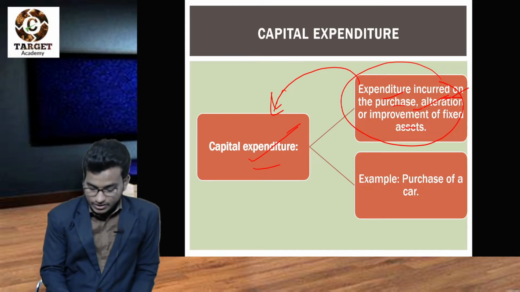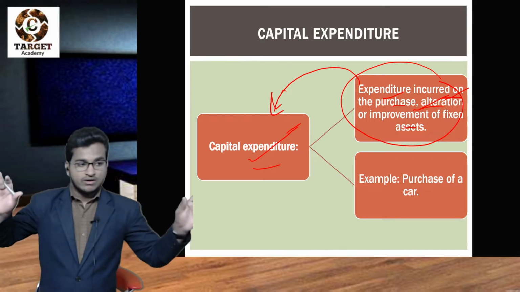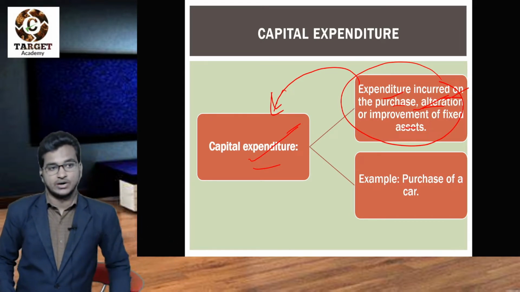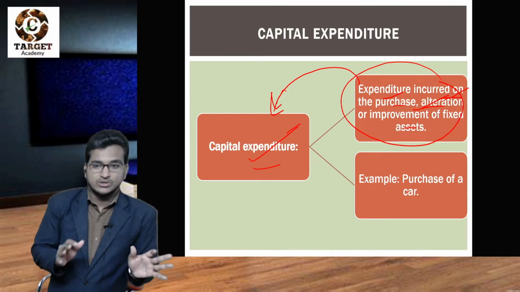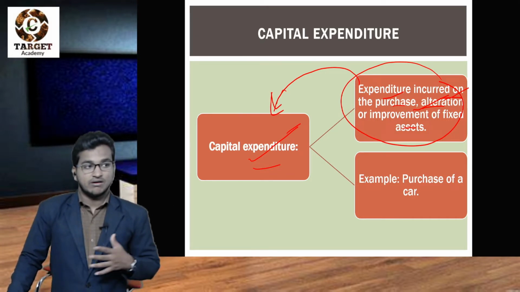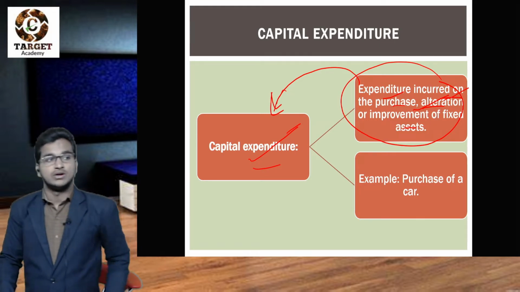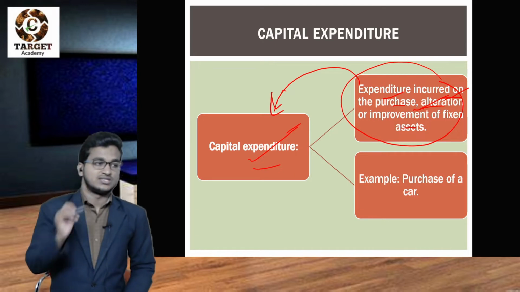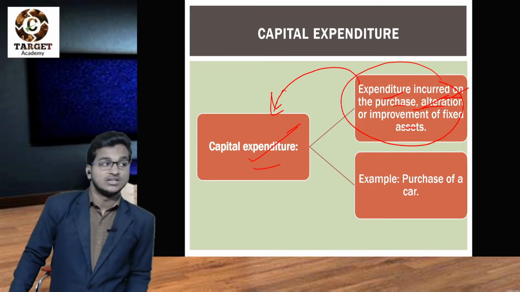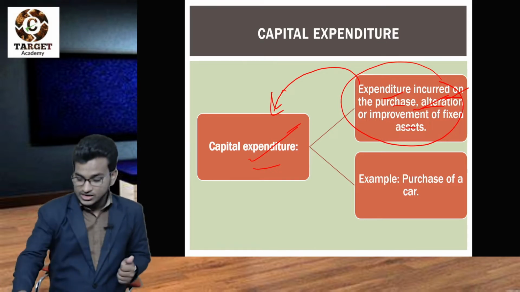Second one, alteration of fixed asset. Let me take one example. For example, we are in an apartment, which is called residential property. We are changing that apartment to commercial purpose, like a shopping mall. We are altering our residential home to a shopping mall. That means we are altering the total fixed asset. That means we are altering a fixed asset. That is also capital expenditure. Purchase of fixed asset or alteration of fixed asset.